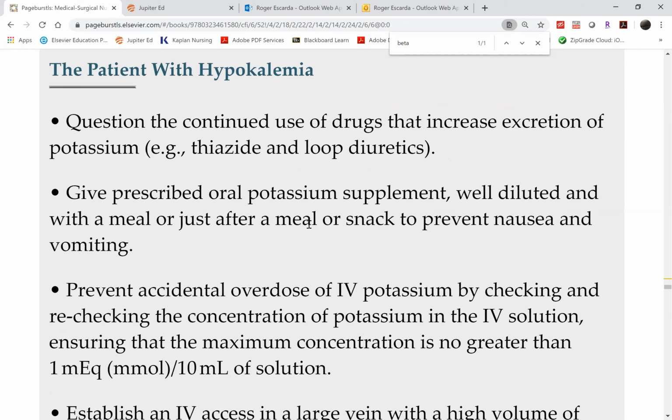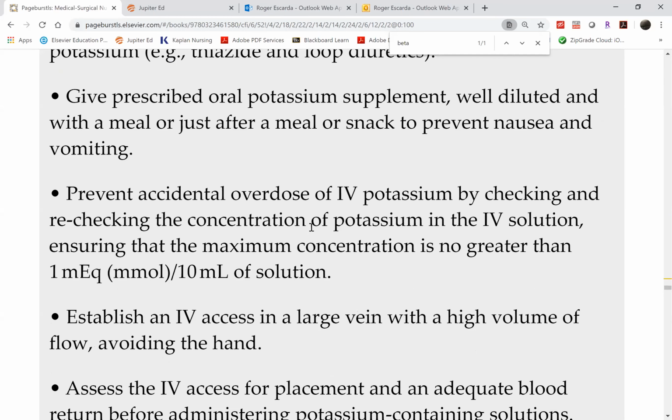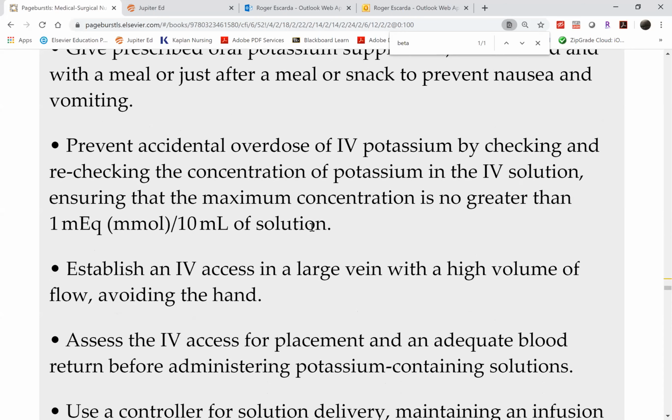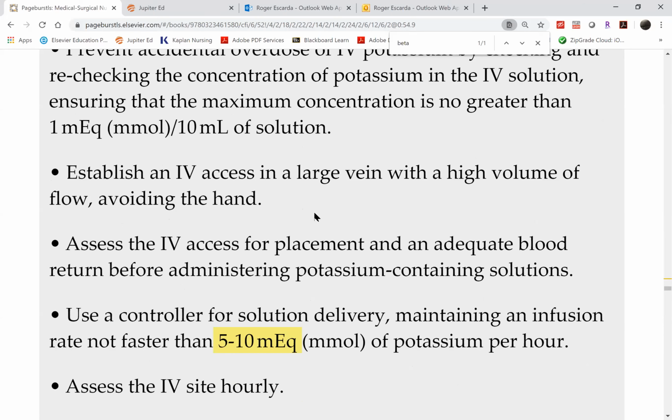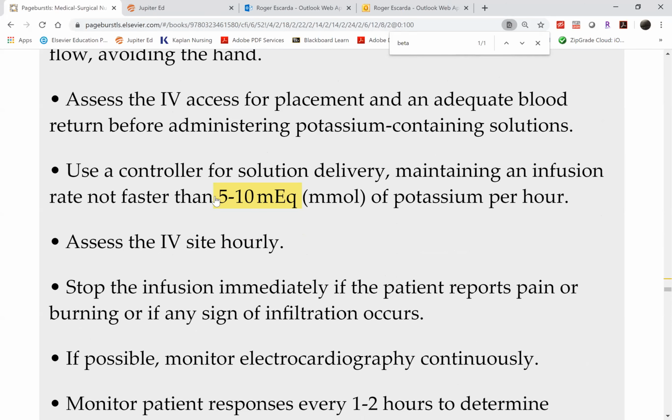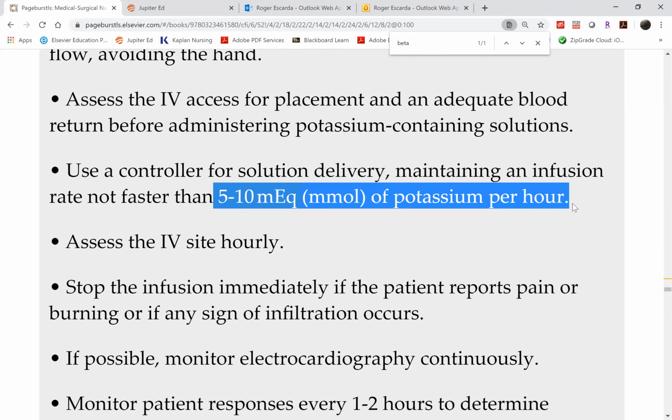We have different options, either PO or IV. PO can be a pill, or you could also increase the potassium in the diet. But for moderate hypokalemia, which is now around 3 or less, that's already moderate, we now give them IV. The importance of IV is you're limited to the infusion rate. The safe infusion rate is 5 to 10 milliequivalents of potassium per hour. You should not give more than that amount every hour.